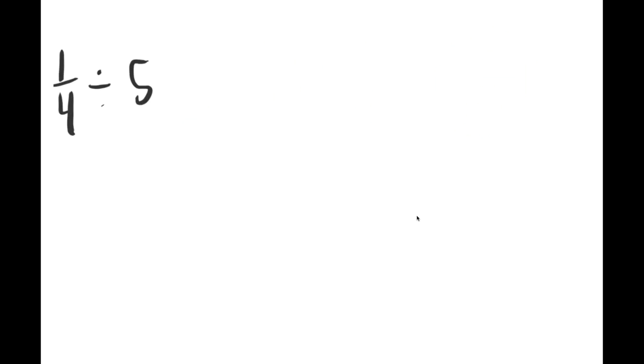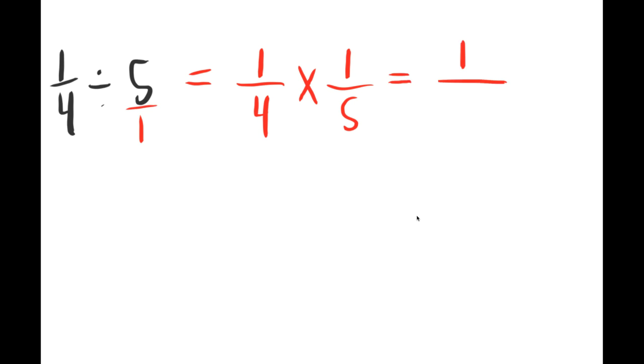Okay, here we have 1 over 4 divided by 5. Keep the first term. Put our whole number over 1 and flip it. Then change our division sign. Solve. 1 times 1 is 1, all over 4 times 5, 20. And there we go.